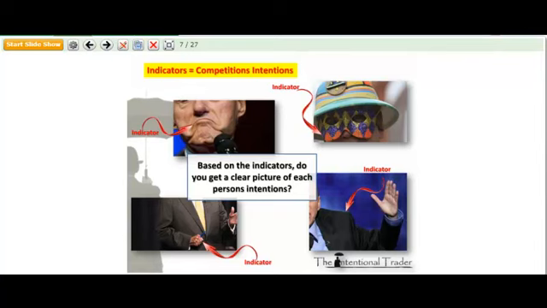Okay, so let's look at some indicators here to try to illustrate the point that I was trying to make about easy to read indicators, and using them with confluence to determine what your competition is likely to do next. So let's look at each of these indicators that somebody might give you when you're talking to them or they're in front of you.